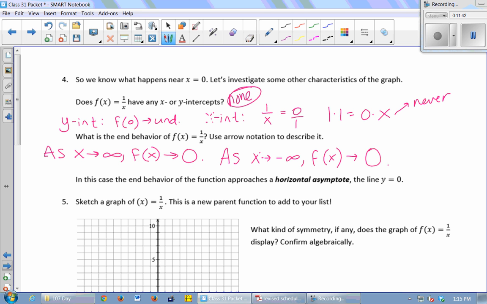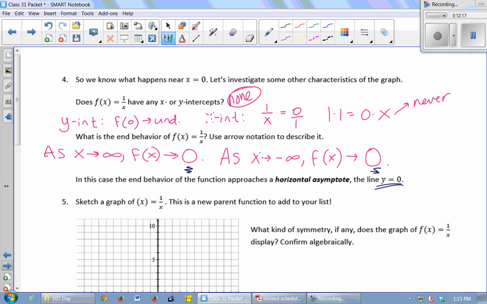So it approaches 0 on both the far right and the far left. And what we use to describe the end behavior of a rational function, if it approaches a specific value at the far right and the far left, we say that we have a horizontal asymptote. So if f of x is approaching 0, then the line y equals 0 is my horizontal asymptote. My graph approaches that line at the far right and the far left. Just a line that the graph approaches, gets close to.